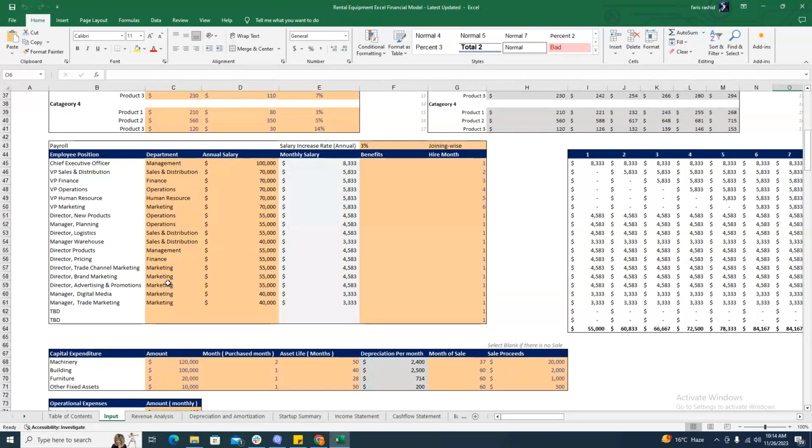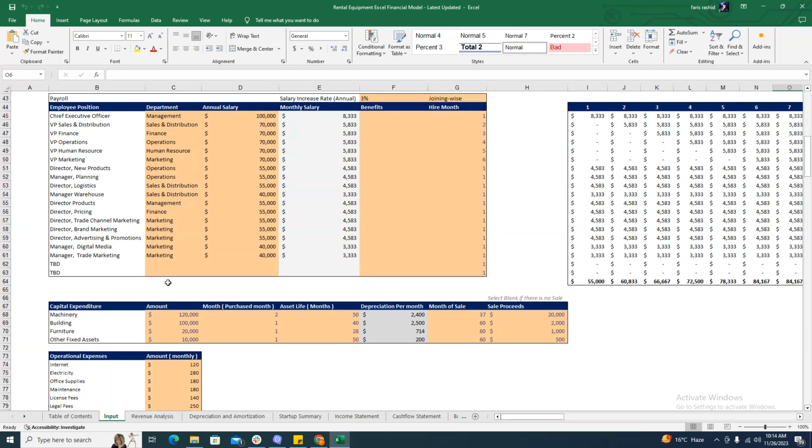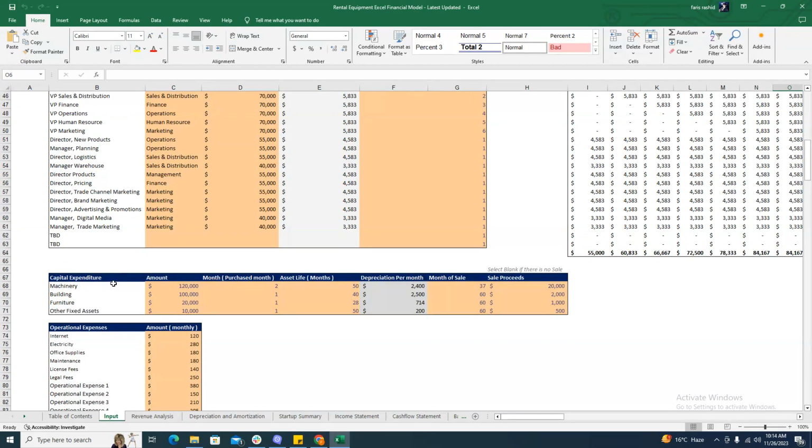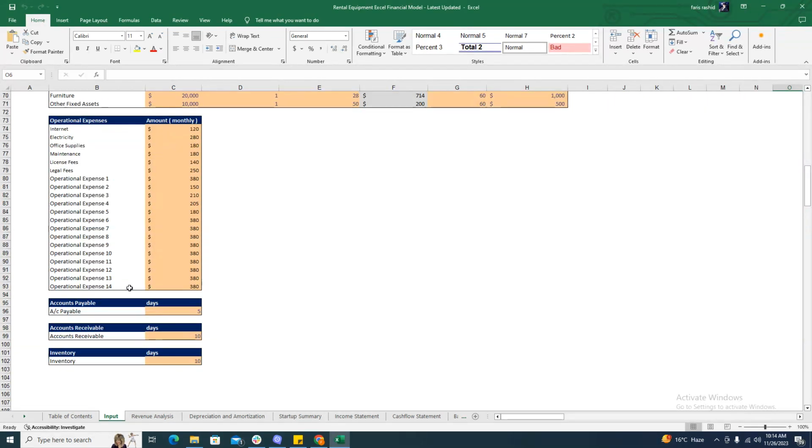Then comes the OPEX, the payroll and operating expenses, and the CAPEX, the capital expenditures, such as the fixed assets for the business. Then comes the assumption for working capital, as you can see over here.